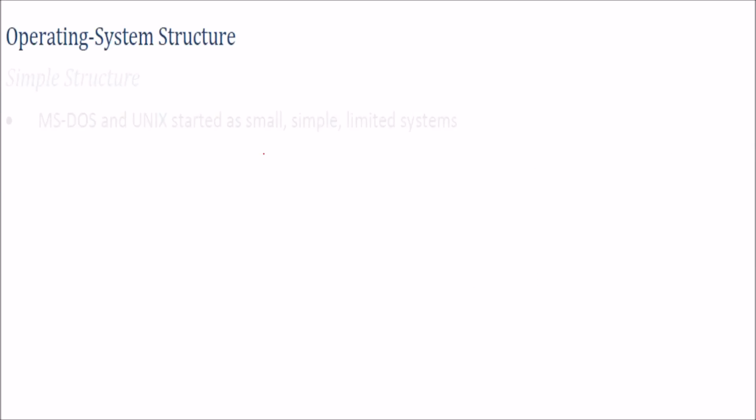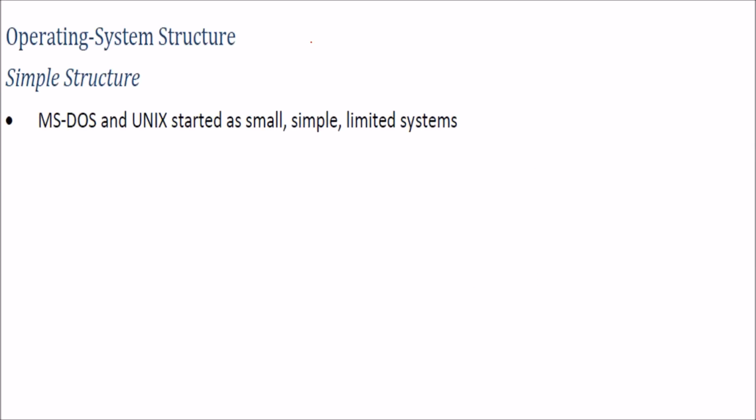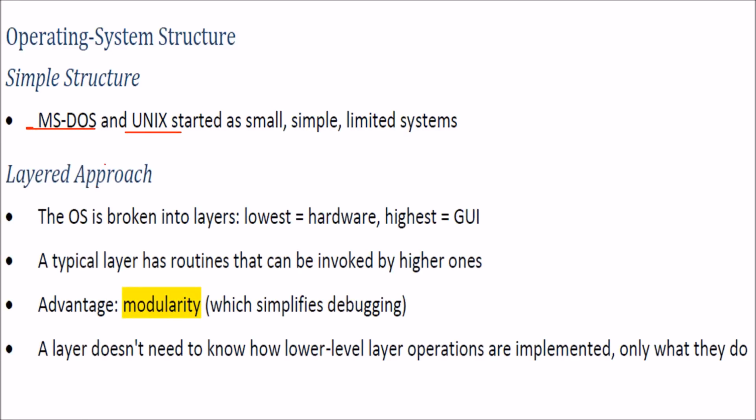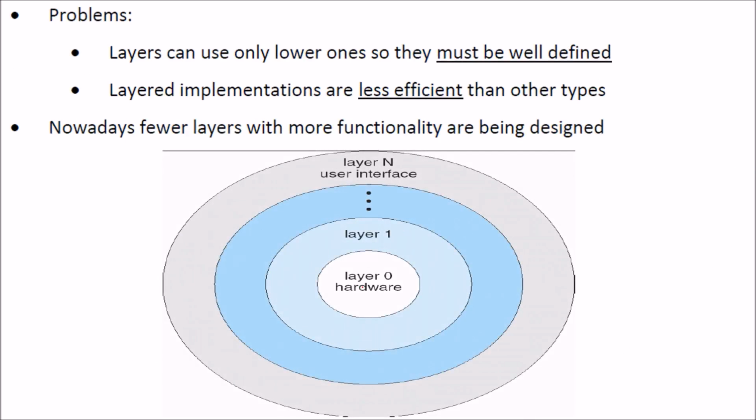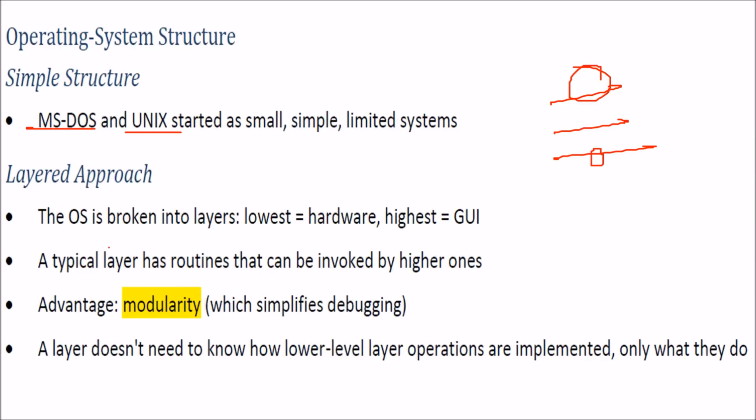Then operating system structure. They may have a simple structure, like MS-DOS and Unix, which have a very simple structure. The layered approach can also be used. The OS can be broken into layers, where the lowest may be the hardware and the highest may be the GUI. I'll first show you the diagram. This is the lowest level, the hardware, and you have various layers here. A typical layer has routines that can be invoked by the higher ones only, meaning the higher one will invoke the lower one.